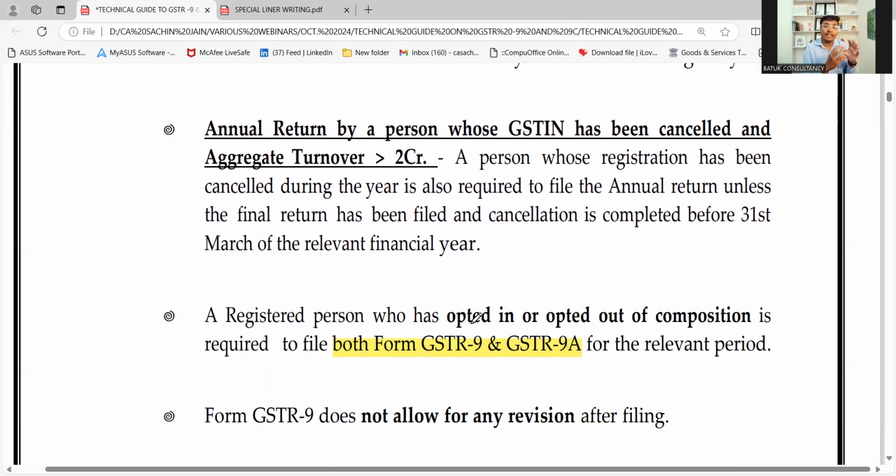Suppose the taxpayer has cancelled the GST registration. In that case, will there be a requirement to file the GSTR 9? Yes, definitely. But suppose during the particular financial year, the taxpayer applied for cancellation of registration, the authority passed the order for cancellation, and the person has filed the final return as well. In such a scenario, there will be no requirement to file the GSTR 9 return.